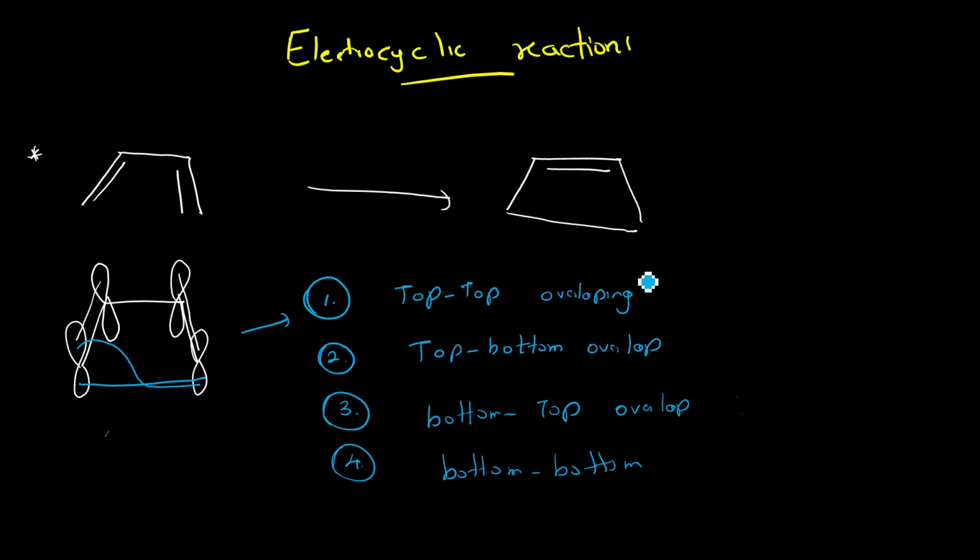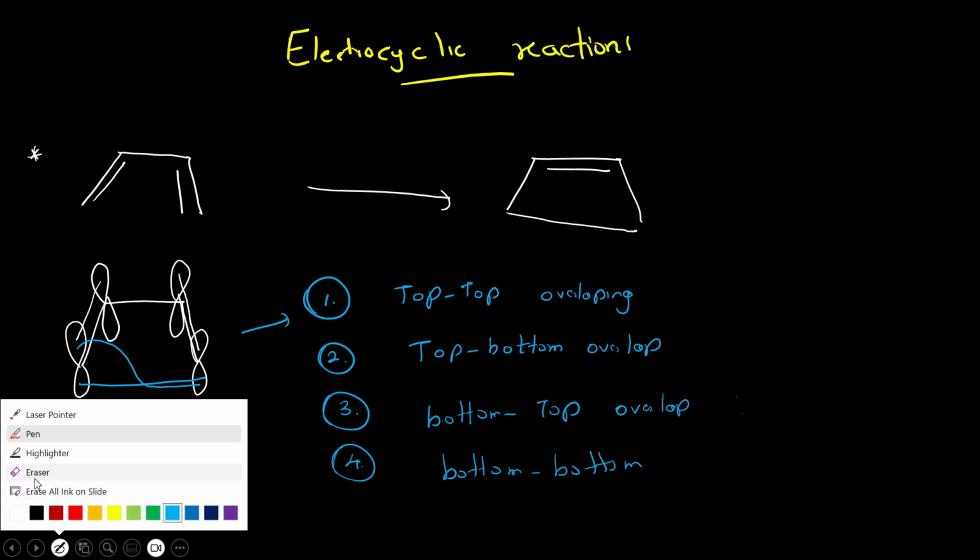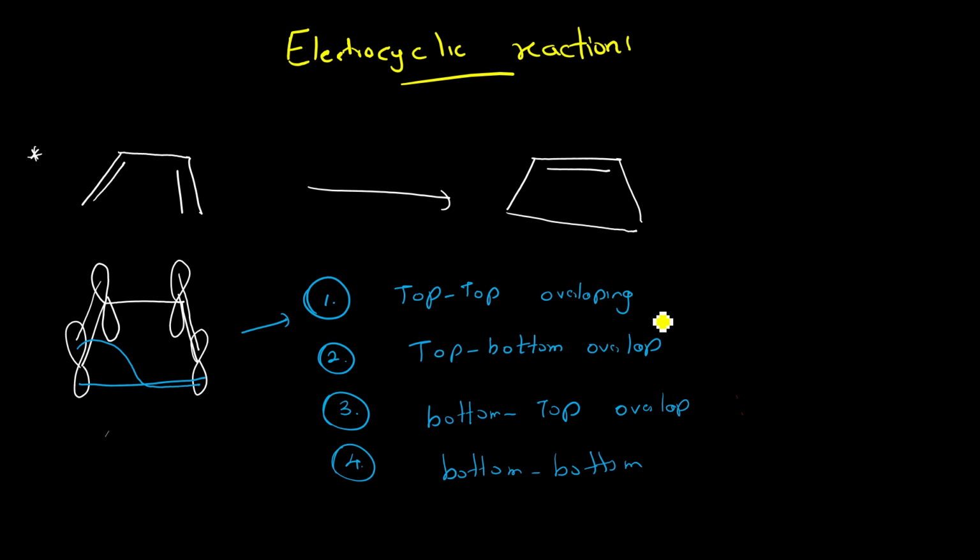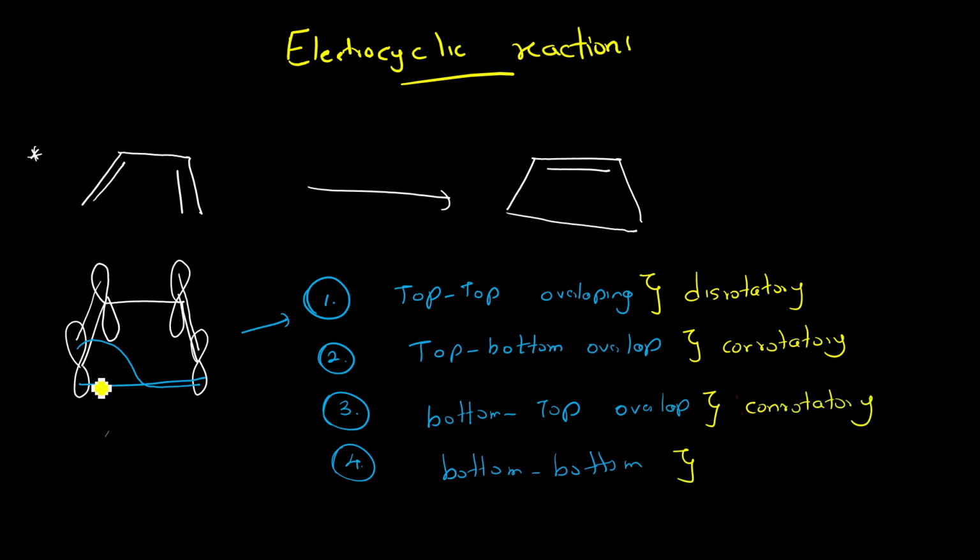So if I summarize our discussion, and we will talk about the example too, just for the concept's sake: top overlap is basically disrotatory. Top-bottom is basically conrotatory. Bottom-top is also conrotatory. And finally, bottom is basically disrotatory.